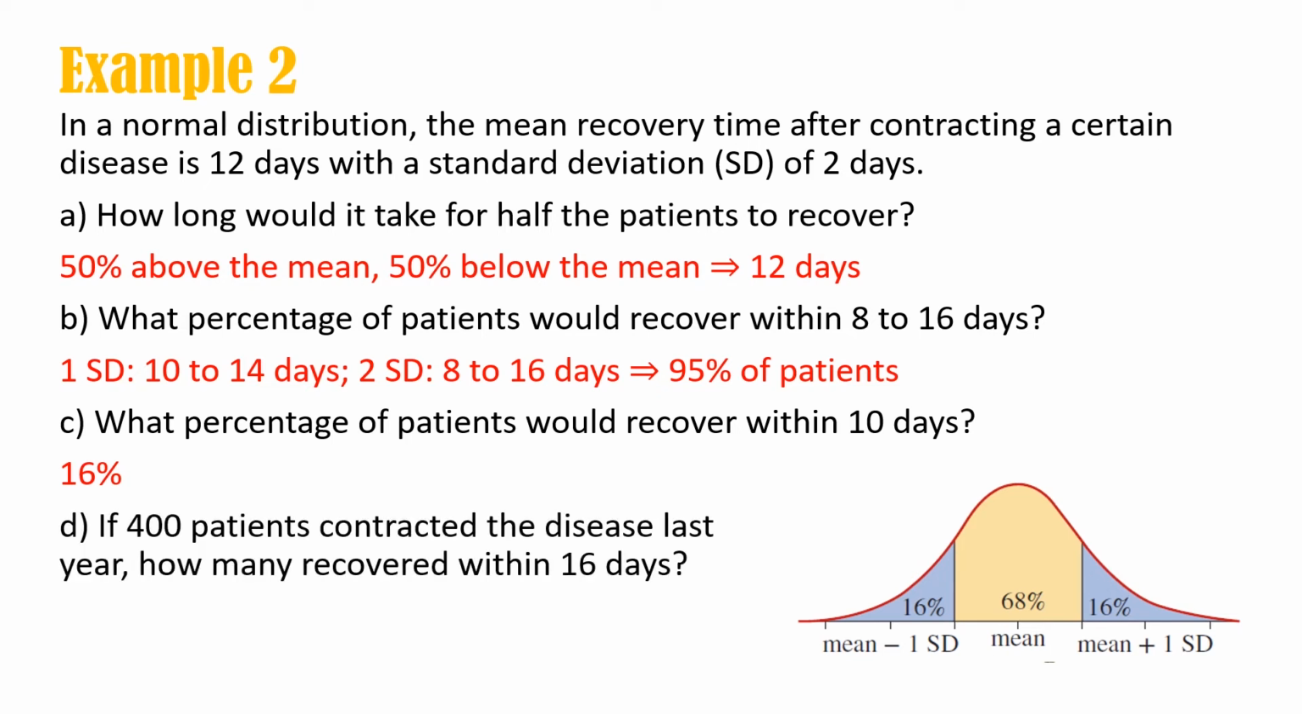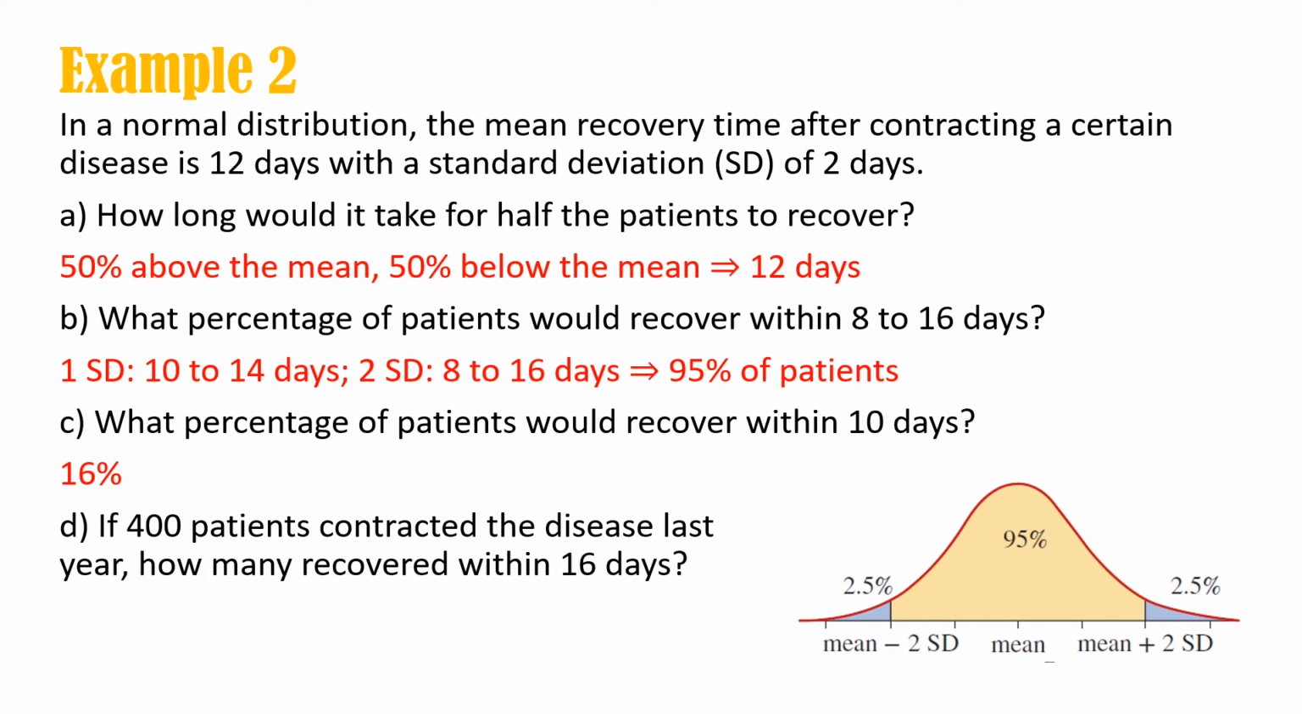D, if we've got 400 patients who have contracted the disease last year, how many would have recovered within 16 days? Now, our 8 to 16 days, that was 2 standard deviations. So let's change the diagram to represent our 2 standard deviations. We've got our 95% in the middle, but the question says how many have recovered within 16 days. So that bit in the middle is just 8 to 16 days, but I want those people as well who are less than 8 days.